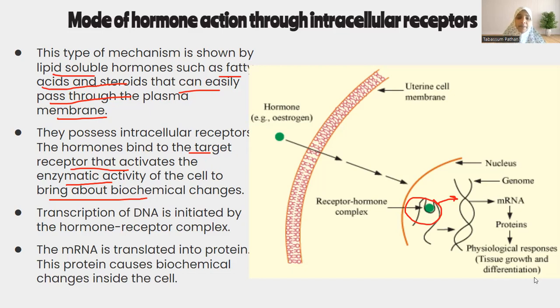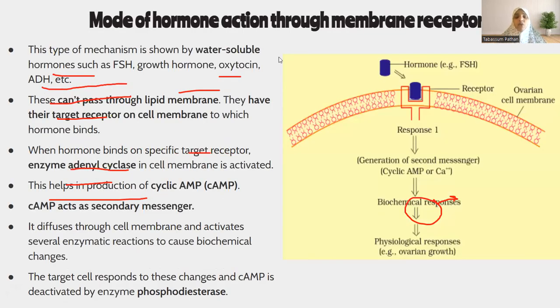Yes, in the female reproductive system. So accordingly, it will bring about changes inside the cell. What you need to know is the difference between what is happening at the cell membrane level in the case of steroid, lipid soluble hormones, and what is happening in the case of water soluble hormones. Here the hormone does not enter directly. It just binds to the receptor, and then the enzyme adenyl cyclase activates and produces the secondary messenger cyclic AMP, which then carries out further chemical reactions.